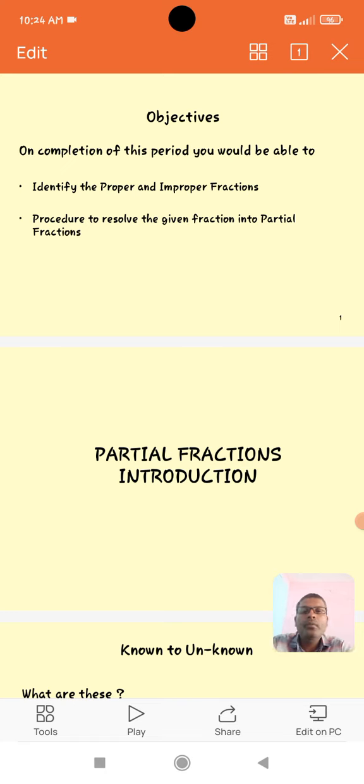In today's class we start with the algebra part, that is partial fractions. The first topic is partial fractions. We know about fractions and how to find them from the lower level. At that level we learned the different types of fractions, like proper fractions and also improper fractions. But here we specially have to learn about partial fractions. Now we see the partial fraction introduction. First we see the objectives.